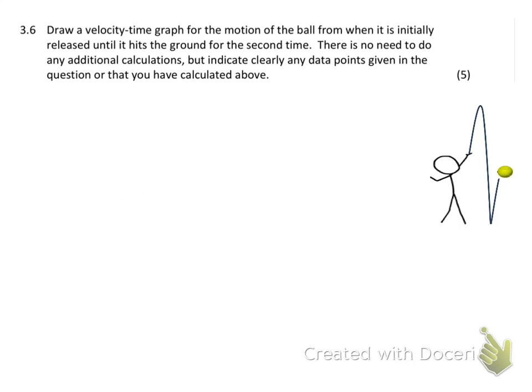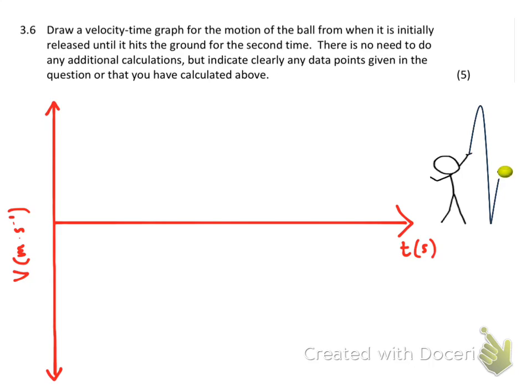Alright, 3.6, velocity time graph for the motion of the ball from when it's initially released until it hits the ground for the second time. So this is quite a long question. Let's go through it step by step. Start by drawing our axes. We draw positive and negative velocity axes because we have motion up and down, and our time axis. Notice I put the units in. If you know the units, then you're expected to put them in. Alright, let's go step by step.